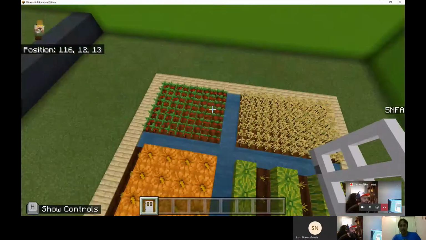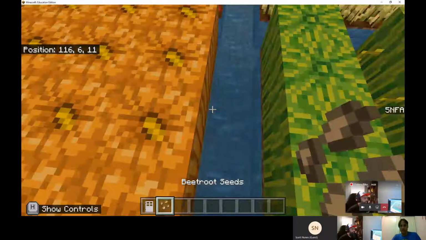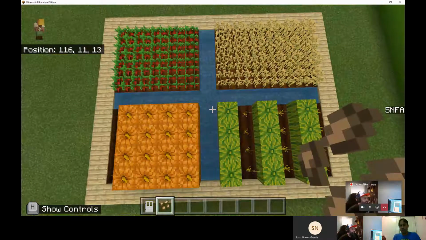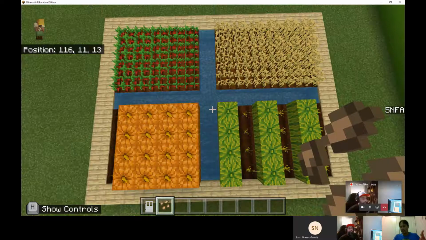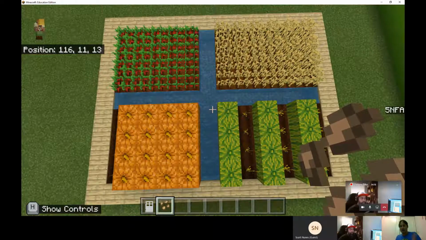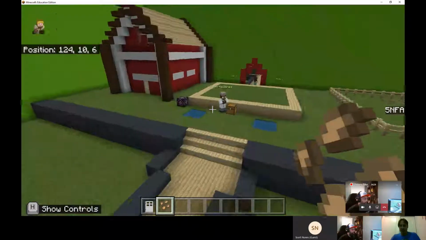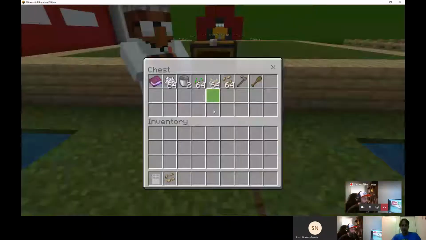How many wheat? How many beets? How much of this is water? And break down the farm and function. And that's just a lesson to themselves. You're just looking at this and figuring out the fractions that add up to this farm. That's it. Then come over here and guess what I have for you?